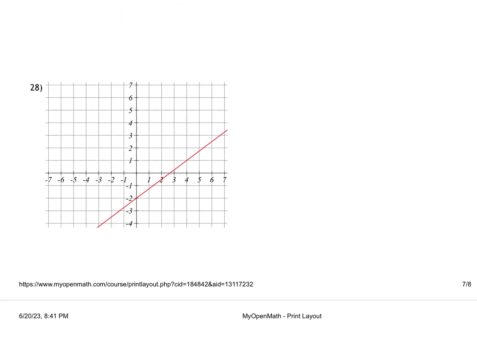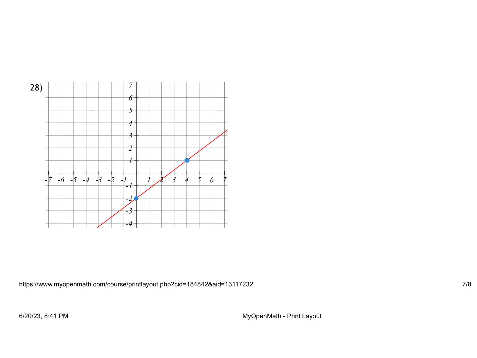Number 28. Oh, that's the last one, and it doesn't have directions. Somehow the directions got cut off. It probably said to either find the slope, which we did above, or it could have said write the equation. So let's assume it asks us to write the equation so we can see how to do that.